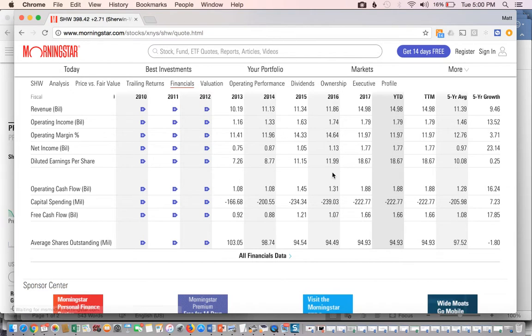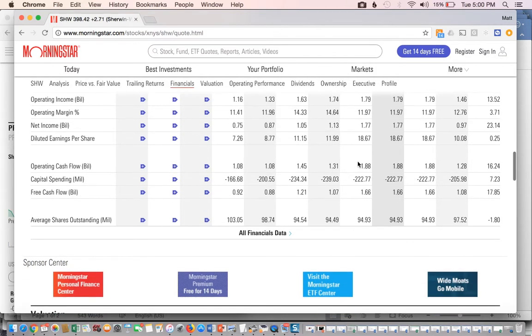One of the things that's very important for shareholders is the earnings per share. Again, this is where you'll see Sherwin-Williams goes from $7.26 per share all the way to $18.67 per share. We can see how much money they're spending. We can see all of their financials.